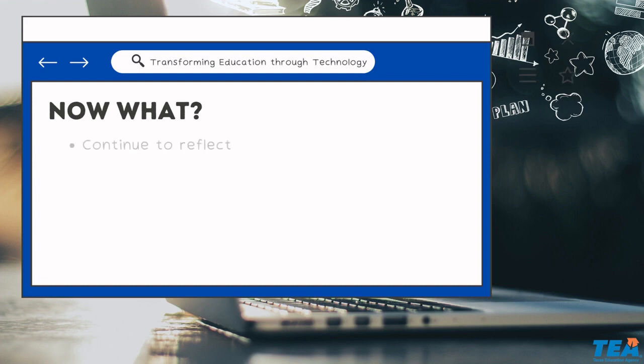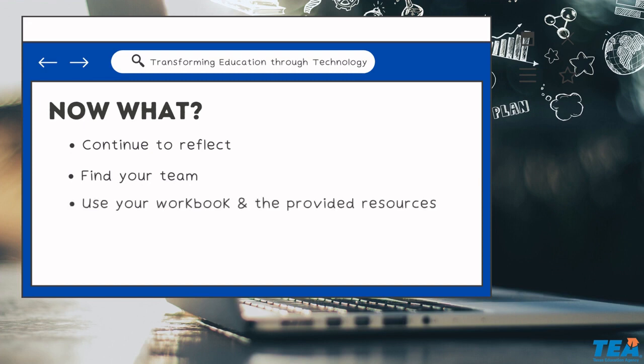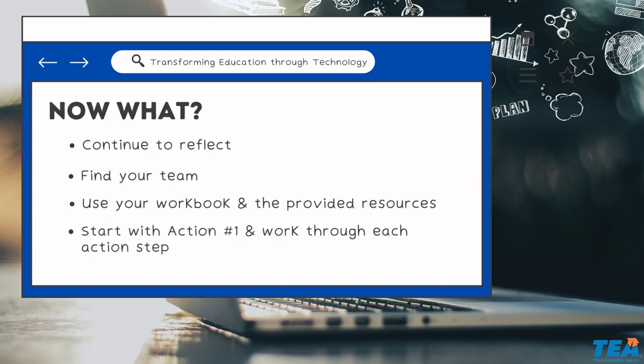Now what? Continue to reflect on what you are doing and what you have done in support of this focus area. What obstacles and successes came to mind during this video? Who else should be included in this conversation? Find your team. Who is needed to move this focus area forward? Use your workbook and the provided resources as a starting point for a larger conversation around this goal. Start with action 1 and work with your team through each action step to make this a sustainable and customized plan for your district.